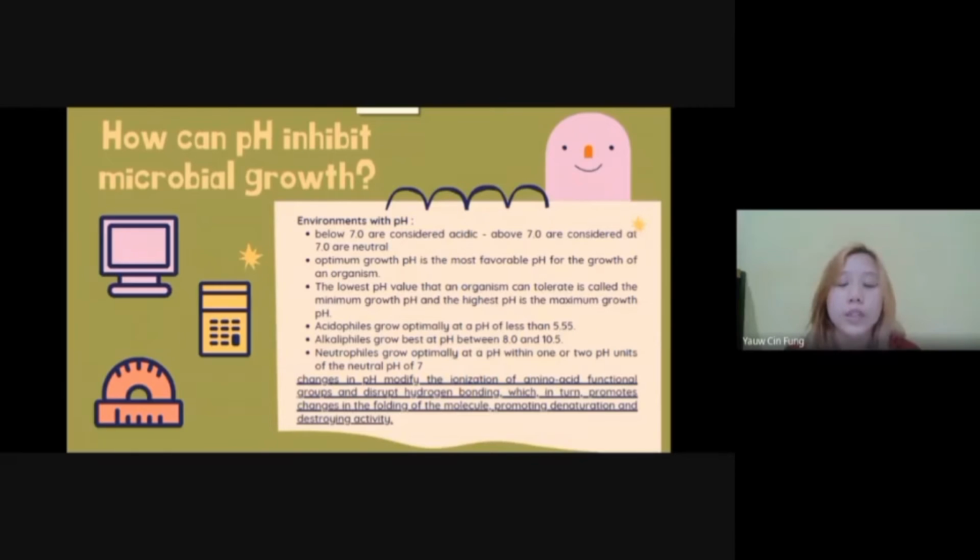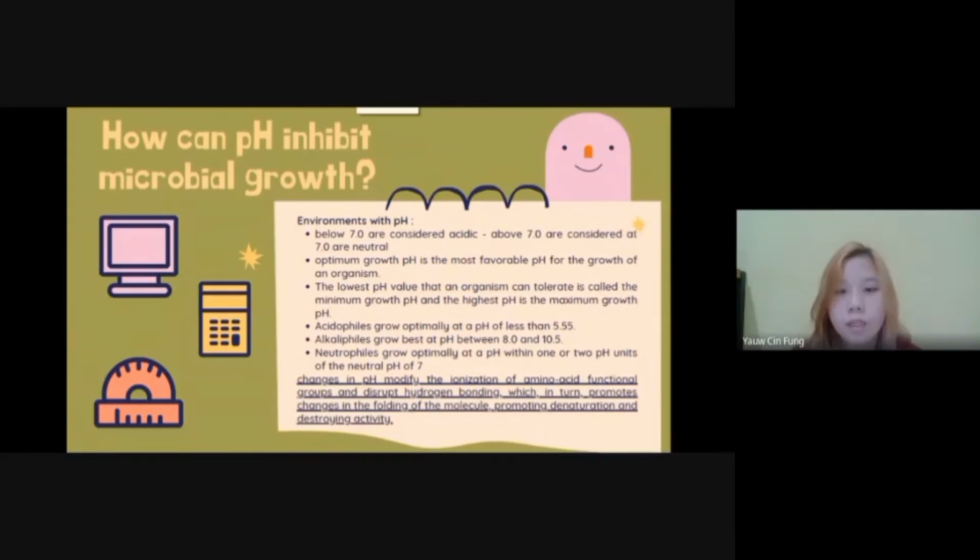So there are three classifications of microorganisms based on the pH parameter. The first is acidophiles, which grow optimally at pH less than 5.5. The second is alkaliphiles, which grow best at pH between 8 and 10.5. The last is neutrophiles, which grow optimally at a pH within 1 or 2 pH units of the neutral pH of 7. Most bacteria are neutrophiles.